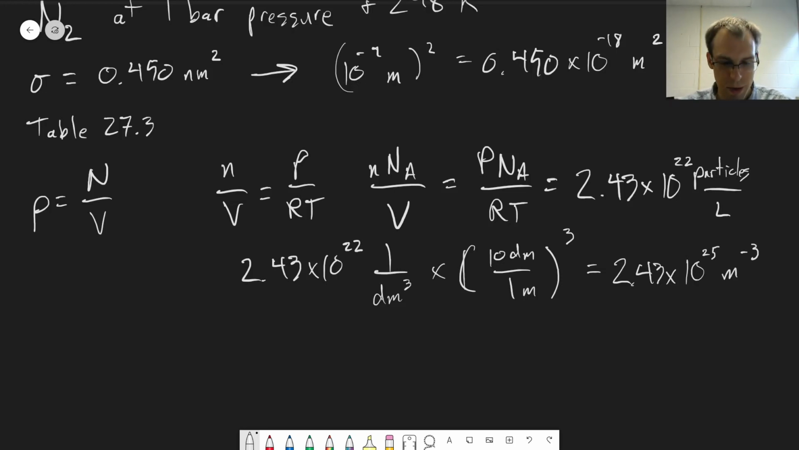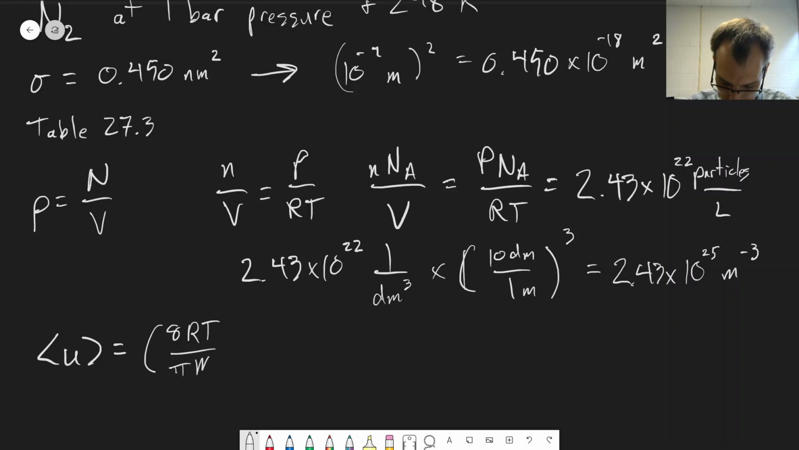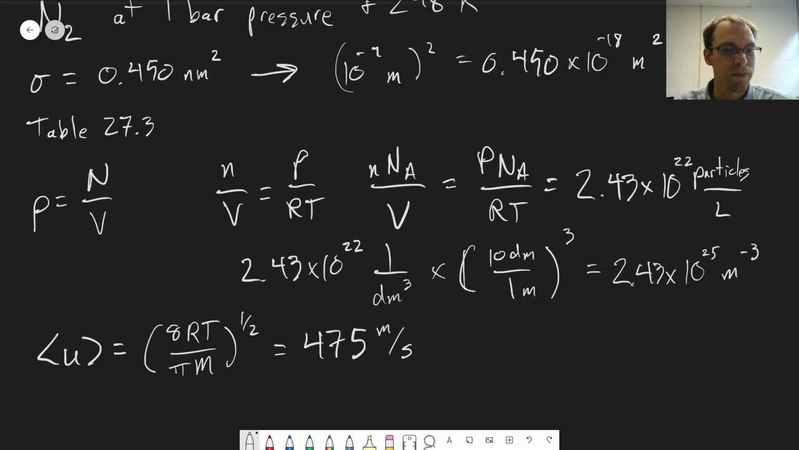All right, and then the last thing we need for this equation is the average speed of our particles. So again, we're using this equation, the square root of 8RT over pi times big M, and this is for nitrogen. We know the temperature. We know it's nitrogen, so we can look up its molecular weight. Again, I'm going to skip putting in all the numbers here. They're in the notes that are posted on Moodle for those of you at Connecticut College watching this. And this is equal to 475 meters per second.